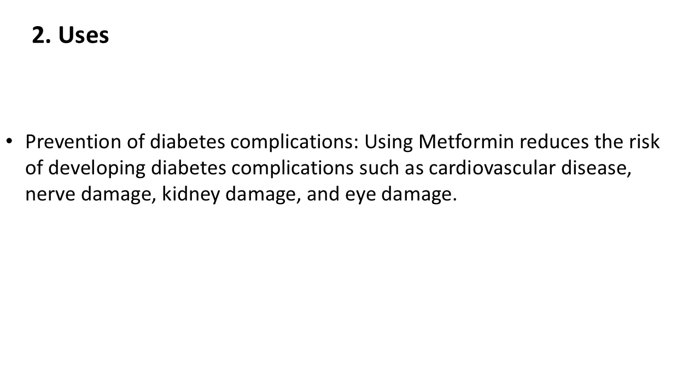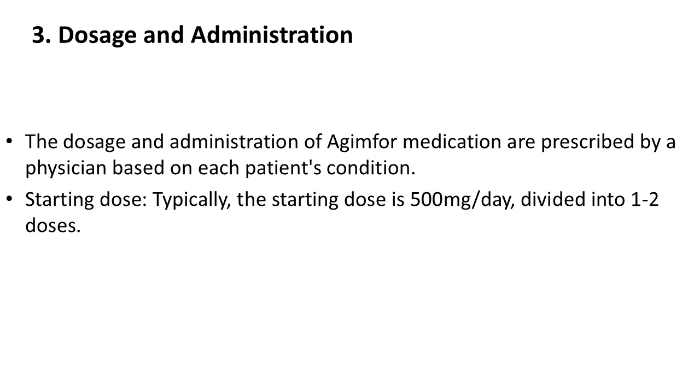2. Uses: prevention of diabetes complications. Using metformin reduces the risk of developing diabetes complications such as cardiovascular disease, nerve damage, kidney damage, and eye damage. 3. Dosage and administration. The dosage and administration of Agimfor medication are prescribed by a physician based on each patient's condition. Starting dose: typically, the starting dose is 500 mg per day, divided into 1-2 doses.